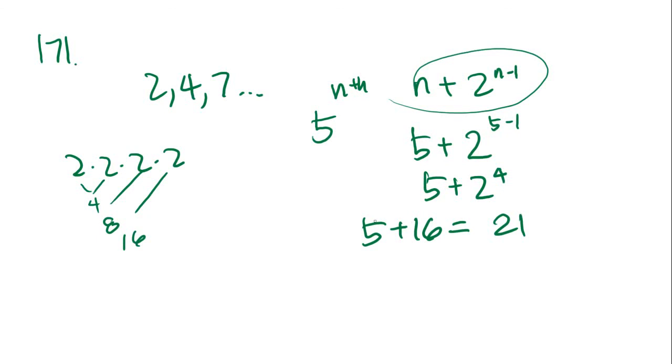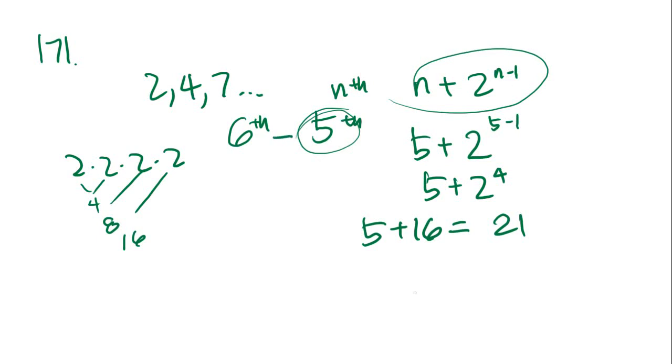Okay, here's where I made the mistake. I misread the question. The question says, what is the difference between the 6th and the 5th terms in the sequence? So we found the 5th. We need to find the difference between the 6th and the 5th. So let's figure out 6 real quick.